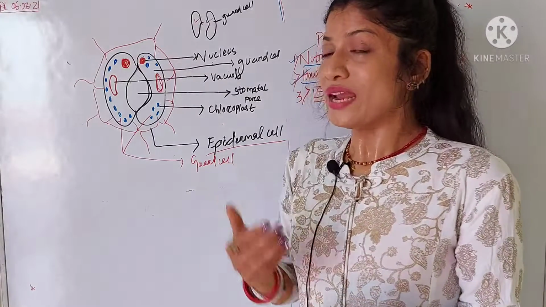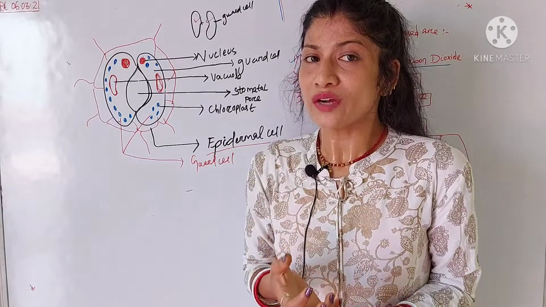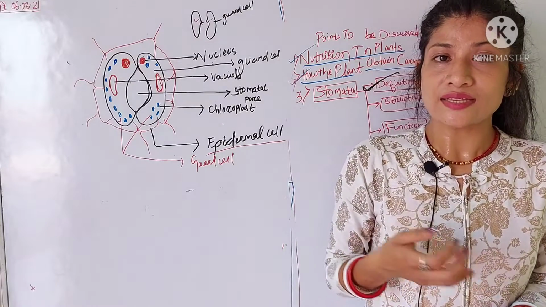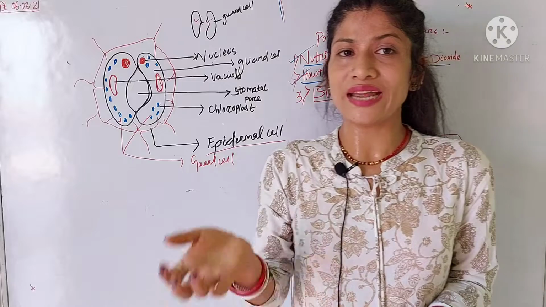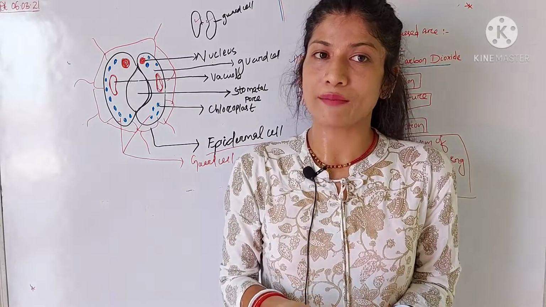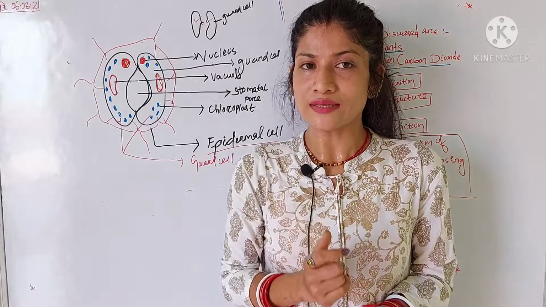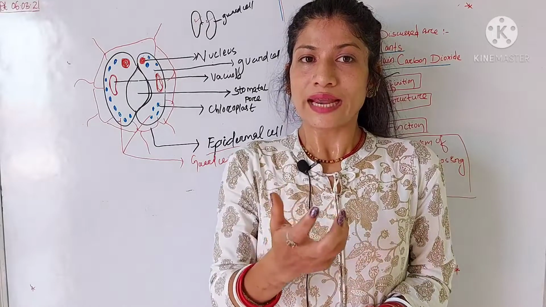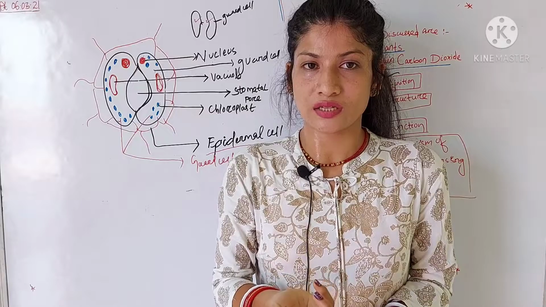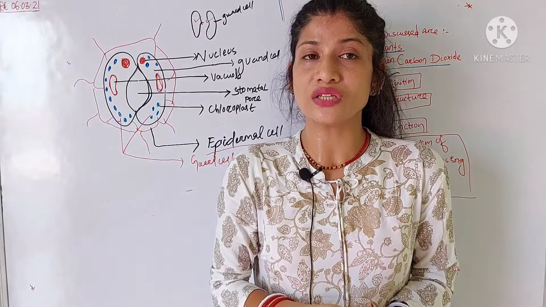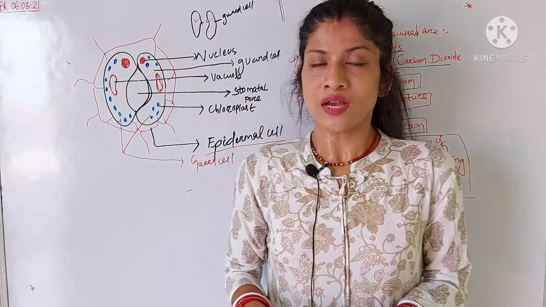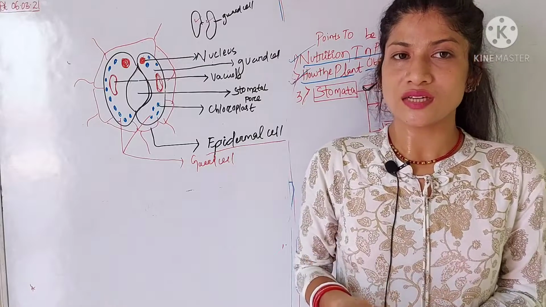Stomata mainly help the entry of carbon dioxide inside the leaf. That means the carbon dioxide enters into the leaf with the help of stomata. This is the first function of the stomata. The second one is gaseous exchange, which helps in respiration. Okay, the second function is gaseous exchange.